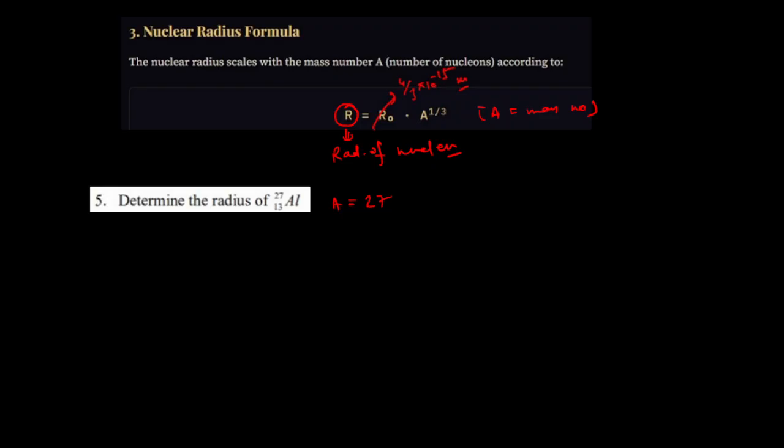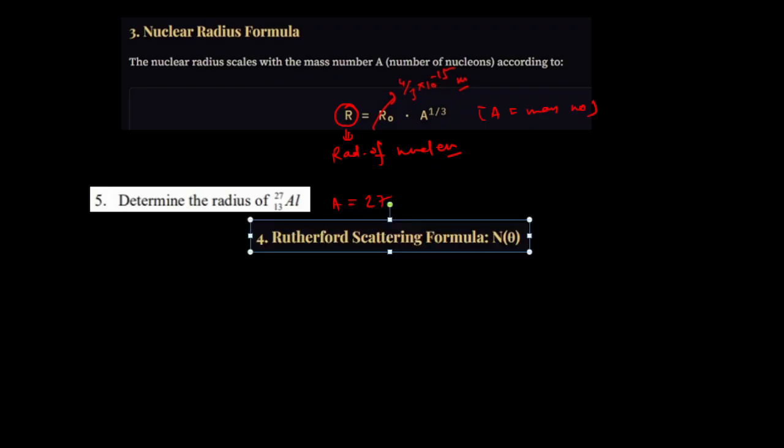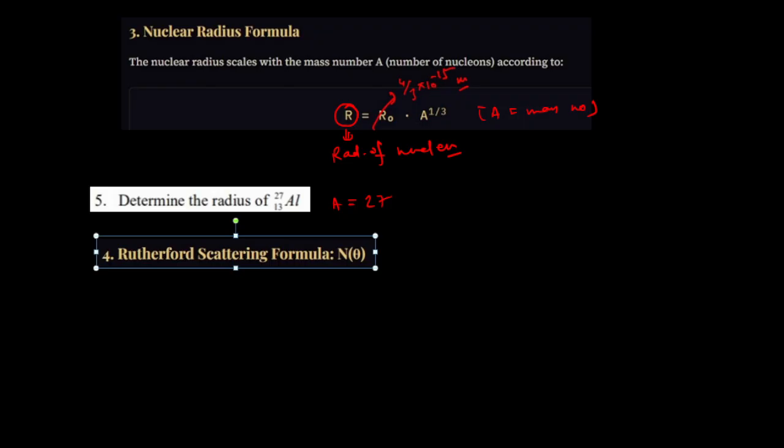And this is the Rutherford scattering formula. Now, what does that mean? Now, I tell you that in the gold foil experiment, as theta increases, let's say theta is the deflection angle, right? As theta increases, n theta decreases. So theta is the angle of deflection and n theta is the number of alpha particles deflected at that angle, right?